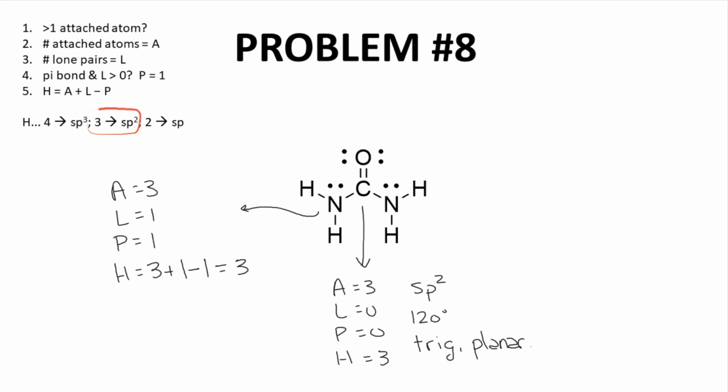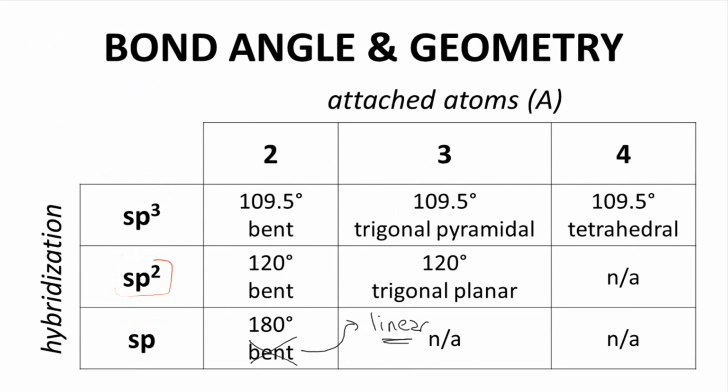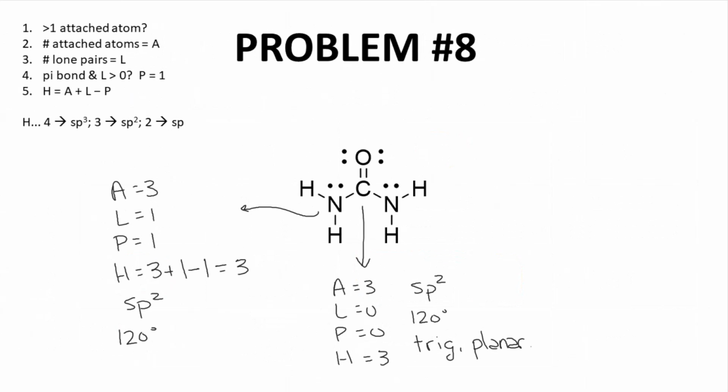And we get 3 for H, which is the number of hybrids we need. So this is an sp2 hybridized nitrogen. Now, I don't know if we've seen this before. Oh, well, yeah, we have. But let's go to the table anyway. sp2 with 3 attached atoms. Here we are, sp2 with 3 attached atoms. This has a 120-degree bond angle, and it's trigonal planar. Oops, got to change to the pen. 120 degrees and trigonal planar. Fantastic. Okay, the other nitrogen, we get the same answer for that. So let's look at this oxygen.